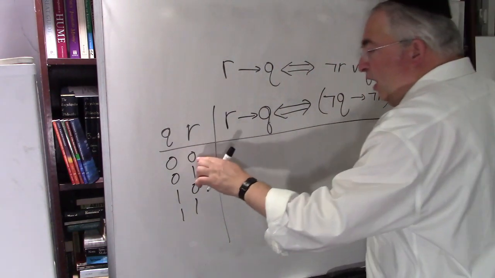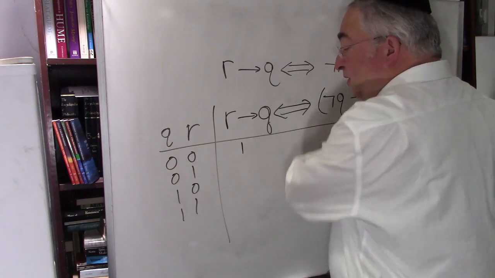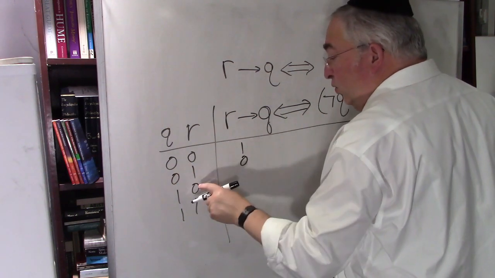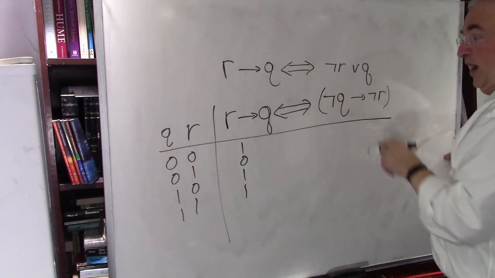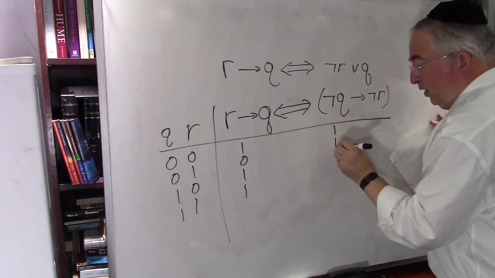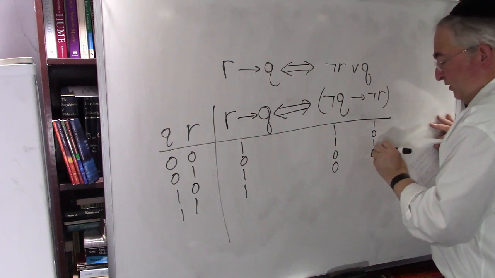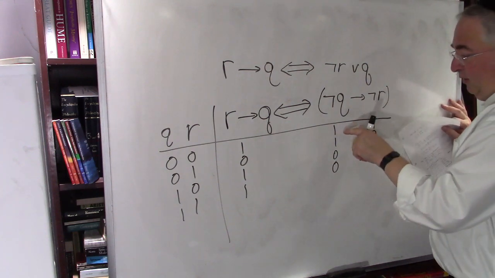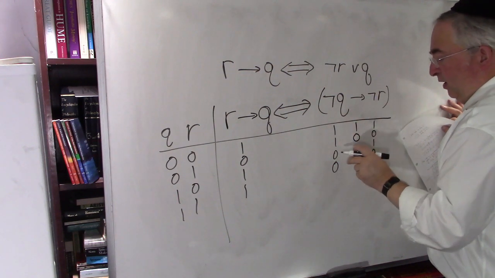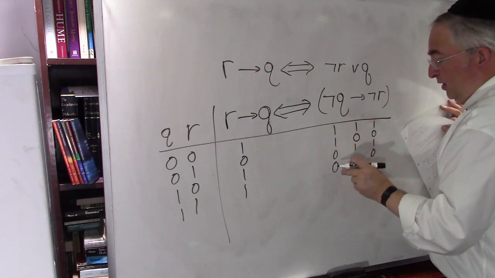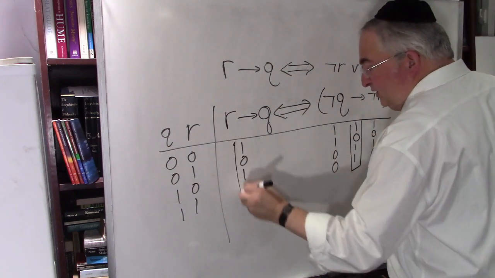Okay, let's do this. R arrow Q: 0 arrow 0 is 1. 1 arrow 0 is 0. 0 arrow 1 is 1. 1 arrow 1 is 1. Okay, great. Let's do not Q. Not Q is 1, 1, 0, 0. Not R is 1, 0, 1, 0. Okay, great. Now let's do the arrow. 1 arrow 1 is 1. 1 arrow 0 is 0. 0 arrow anything is 1. 0 arrow anything is 1. Notice this truth table is the same as this truth table.